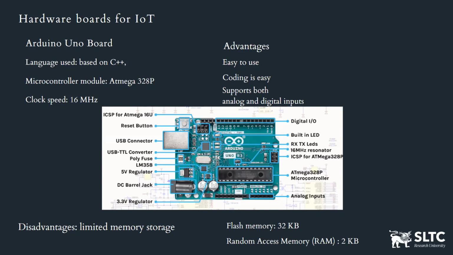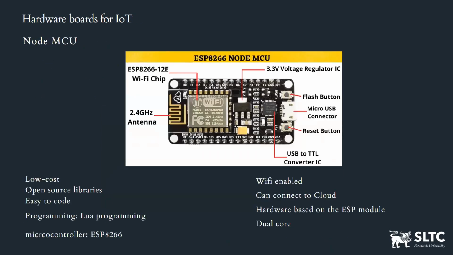So sometimes that can be the reason for not choosing to buy this. And it has a clock speed of 16 megahertz. So data processing speed is determined by the clock speed. When you talk about the Node MCU microcontroller board, you have different functionalities enabled in that one.